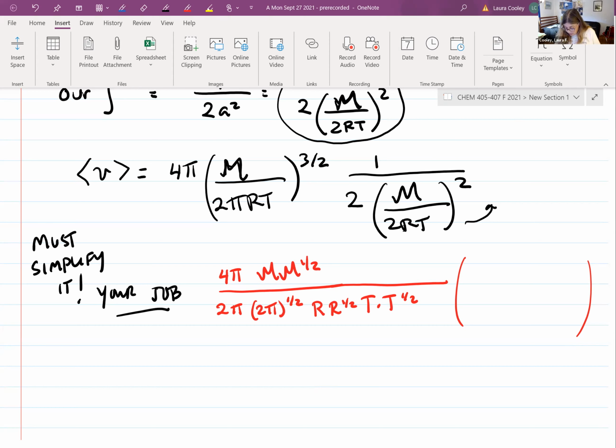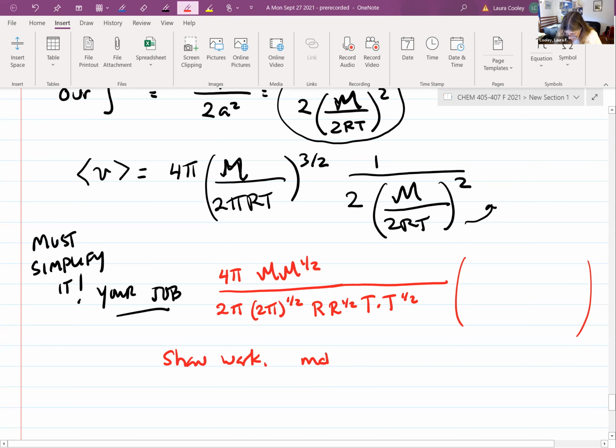Show work, make cancellations very clear.